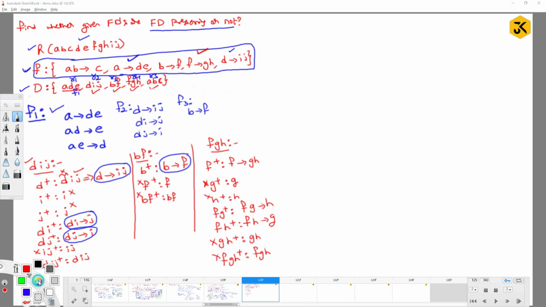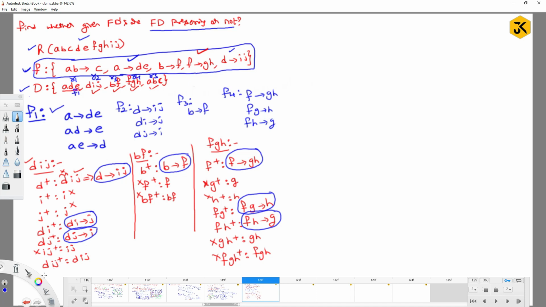So the set of FDs possible for this relation are F determines GH, FG determines H, and FH determines G. So I can call them as F4, right? F determines GH, FG determines H, FH determines G. Fine, right? Try to find out the set of other FDs possible for the relation A, B, C, right?